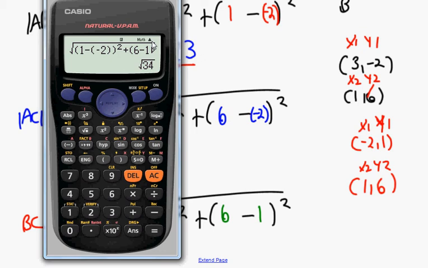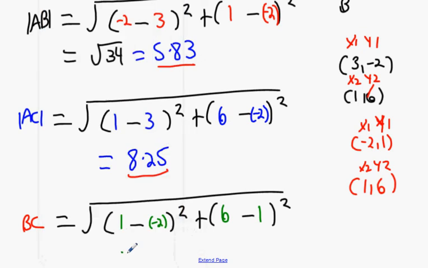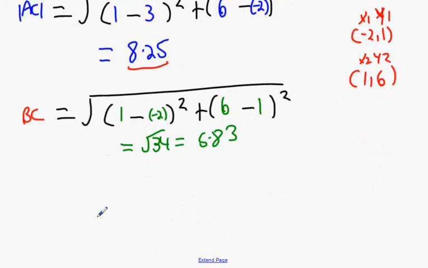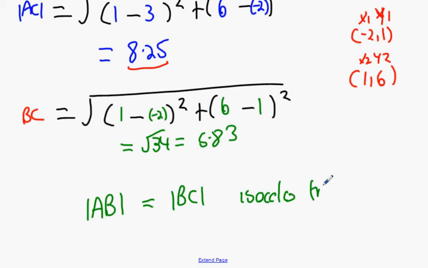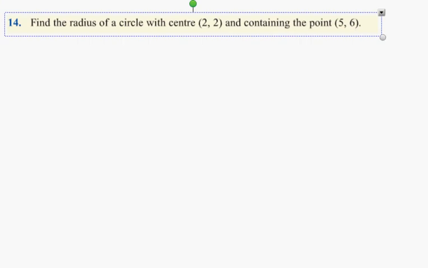Press the equal sign. Root 34, which is 5.83. So what does this mean, guys? It means that AB is the same length as BC, which means an isosceles triangle. Everybody okay with that?